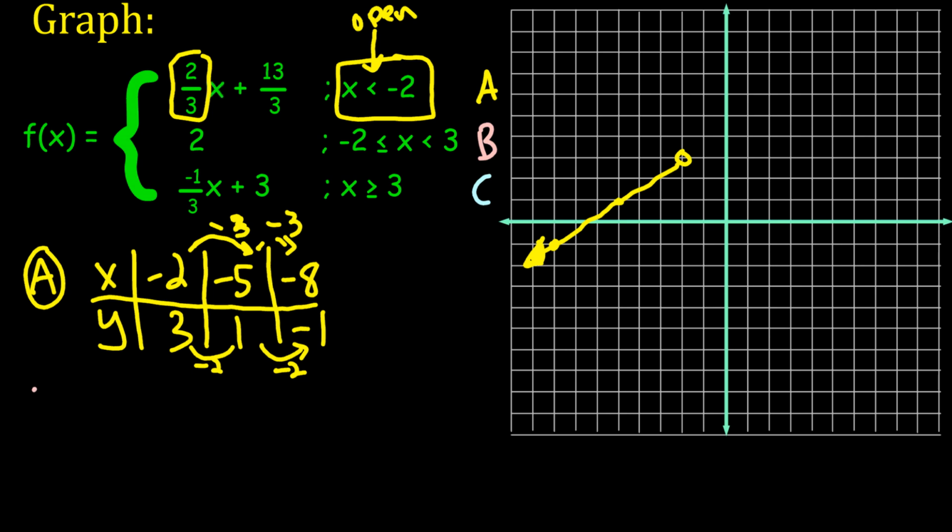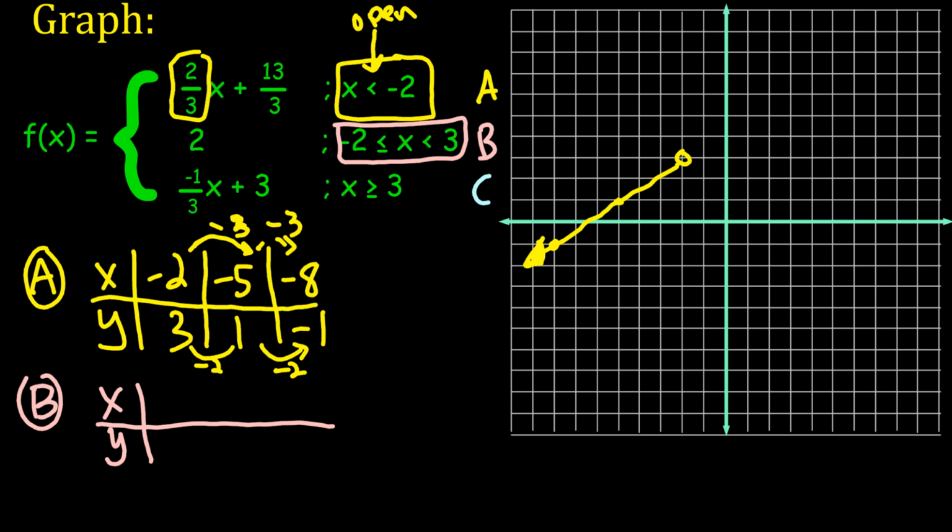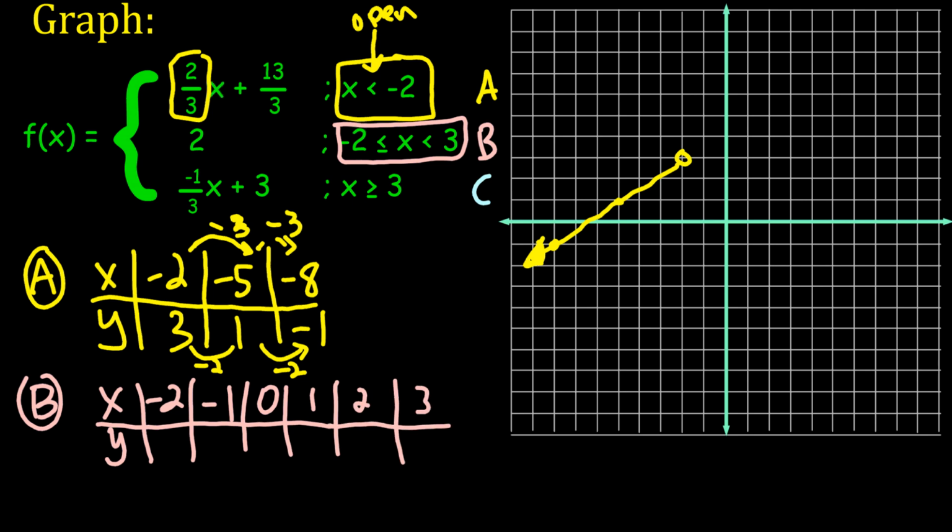So for part B, this table should be relatively easy, although I find that it's the most confusing for some people. The x values go from -2 to 3. So -2, -1, 0, 1, 2, and 3. And then the y values are just 2. This tells me that the y value is 2. 2, 2, 2, 2, 2.